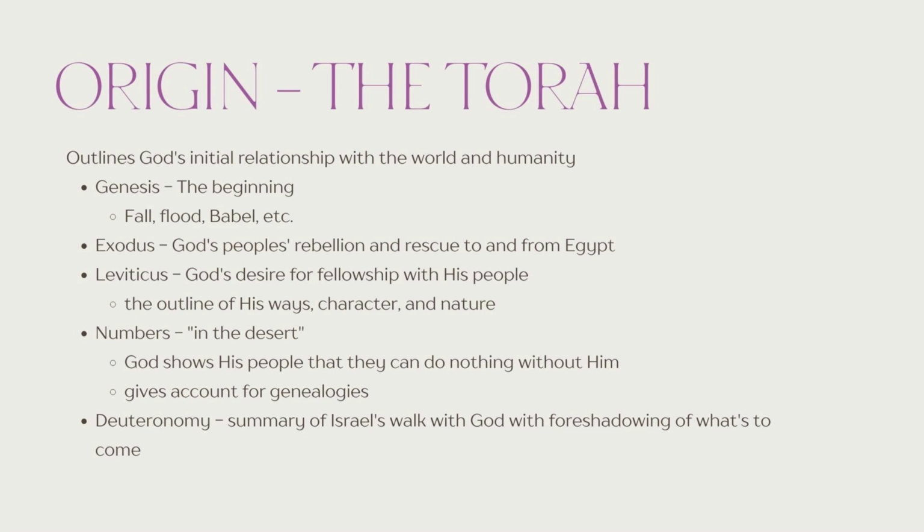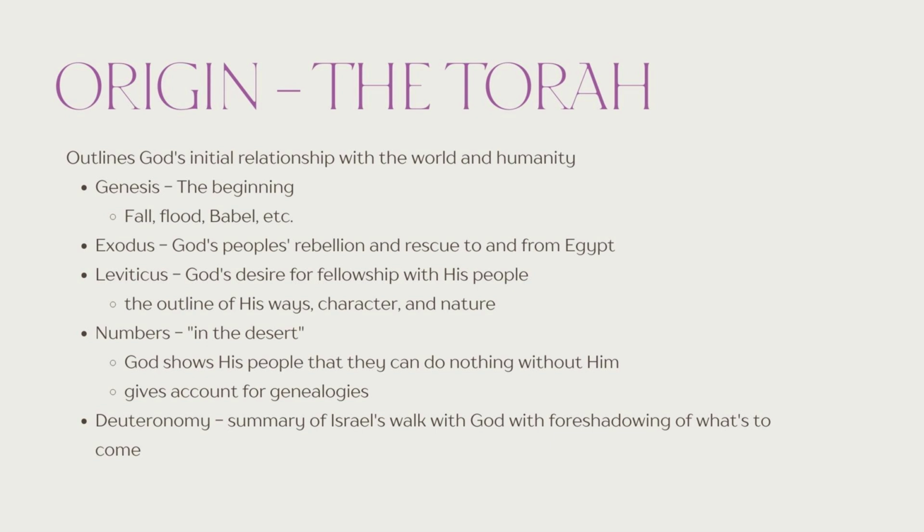However, it outlines his ways and his character through the giving of the law, as well as his nature in that law. Numbers is more of a genealogy. It also shows that God's people can do nothing without him through Sinai. And then Deuteronomy is more of a summary of what happened to Israel, as well as a foreshadowing of things to come.